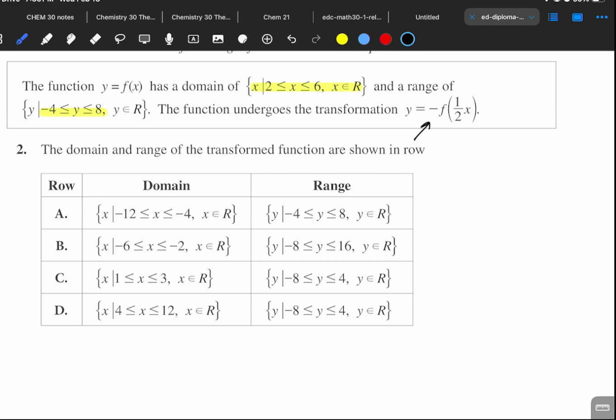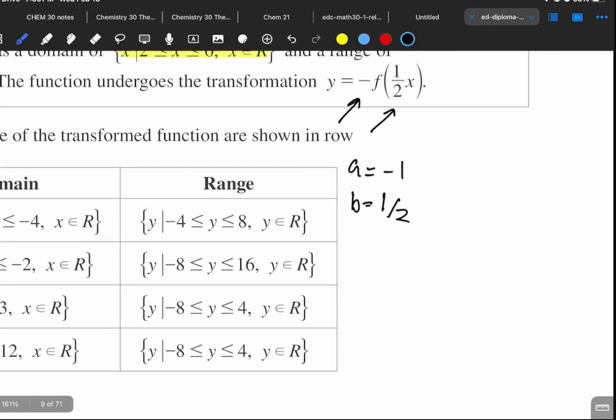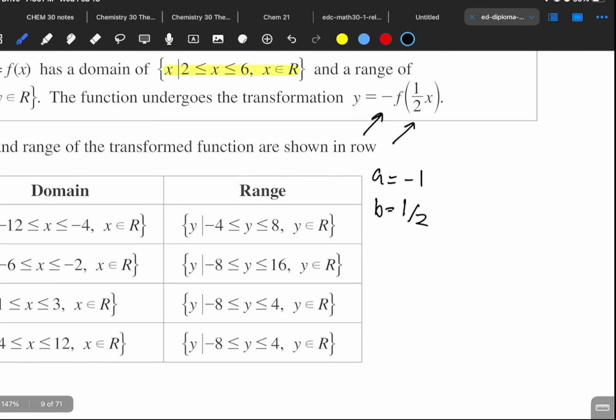So in this case, I'm going to notice that our a variable is going to be -1. So that's a is -1. And our b variable, our horizontal stretch, is going to be b is equal to 1/2. Now, if I were to write a description of what is going on here, I'd say that there is a horizontal stretch by a factor of 1/b. So in this case, 1/b will be 1 over 1/2, which is going to be 2.